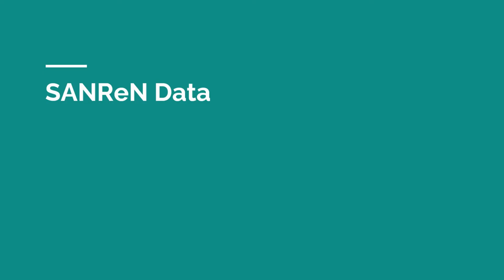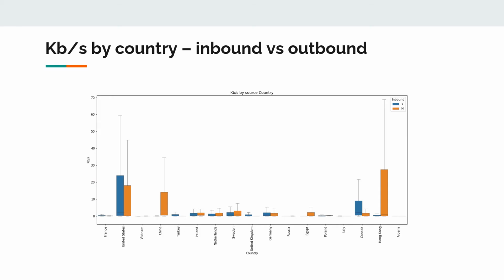So we also got some data from SANReN to analyze. And here we can see the kilobytes per second by country, inbound versus outbound. So for the inbound traffic, some of them are a bit faster, but for the outbound traffic they are a bit slower. And you can see there's a very large discrepancy between the speeds of the countries. This is the top 15 most frequent countries that we got the data from in the data, except South Africa.